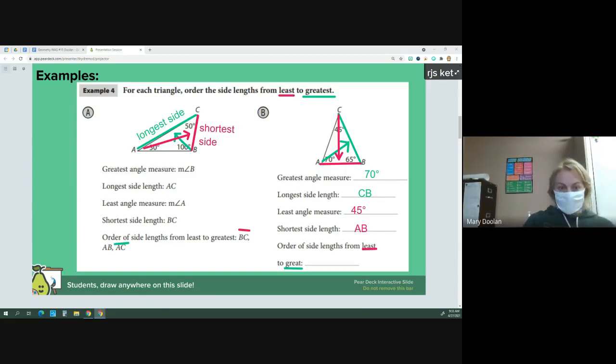Smallest one is AB, comma. The next one that I did not use is AC. And then the last one, the greatest one, is BC.